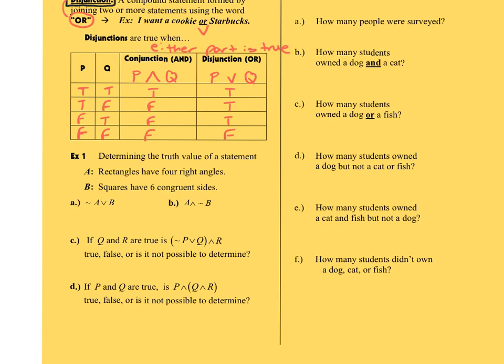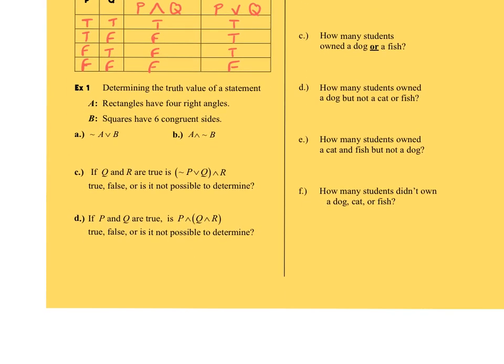The last thing that we're going to do is look at how this can be applied. So let's say I have a statement, I'm going to call it A, and its rectangles have 4 right angles. Well, that statement is clearly true. And let's say I have a statement B, squares have 6 congruent sides. Well, that statement's clearly false. So if I want to do an analysis, taking all this symbolic notation and putting it together, I can do that.